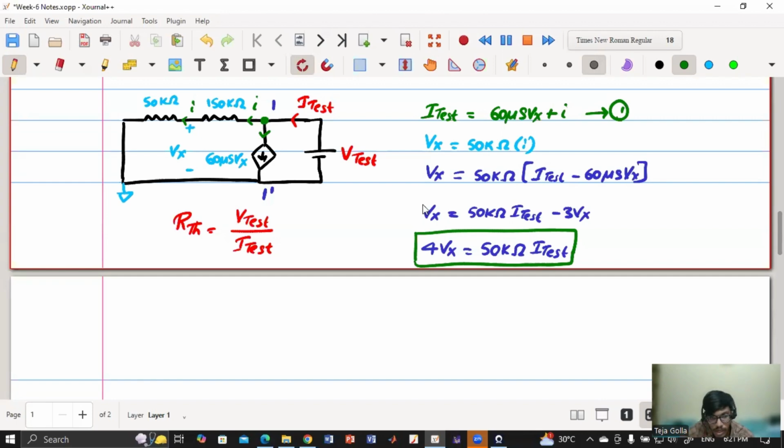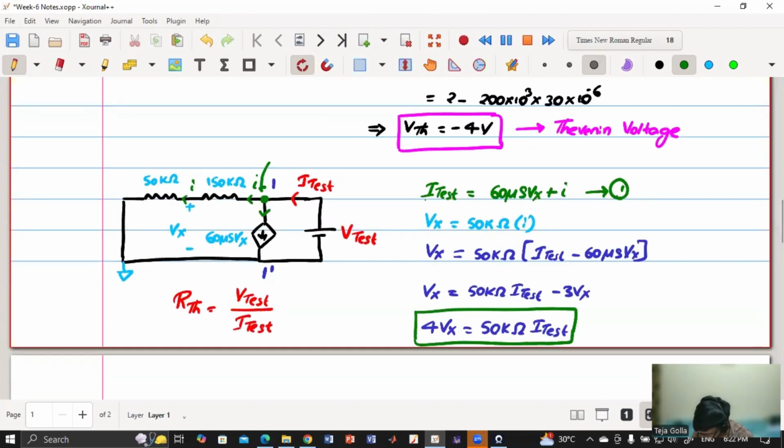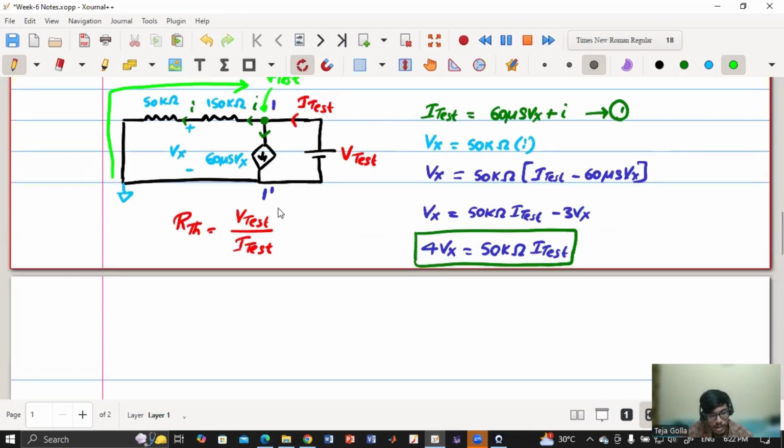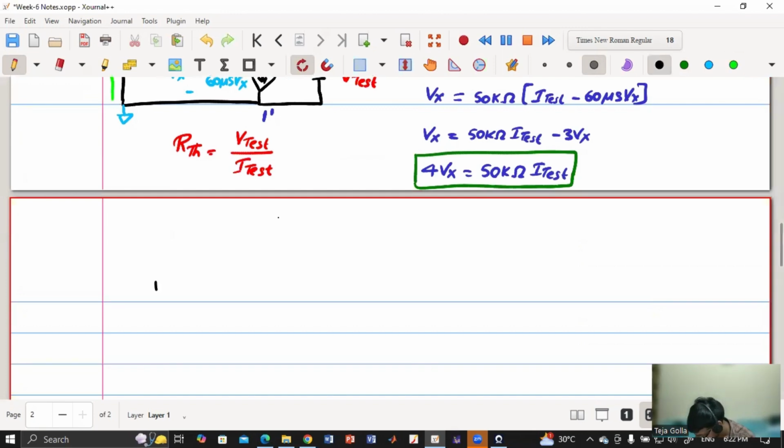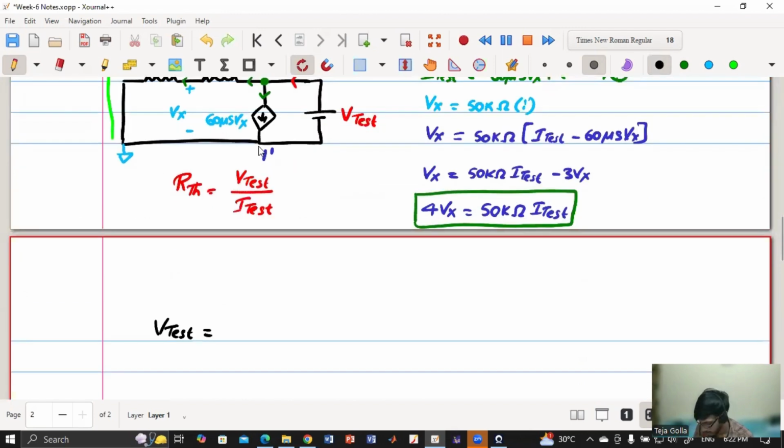Do you agree that this voltage is V test? If that voltage is V test, I will apply KVL in this way to get the value of V test. So what will be the value of V test? V test is equal to 50 kilo ohm plus 150 kilo ohm into I. Agree, everyone? 50 kilo ohm plus 150 kilo ohm into I, which is 200 kilo ohm into I. Agree, everyone?